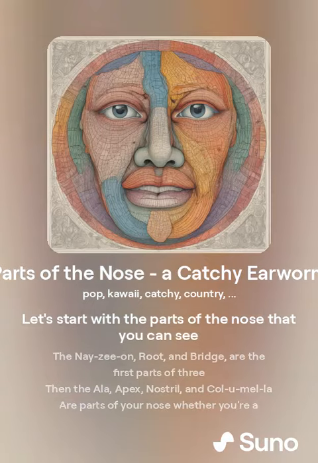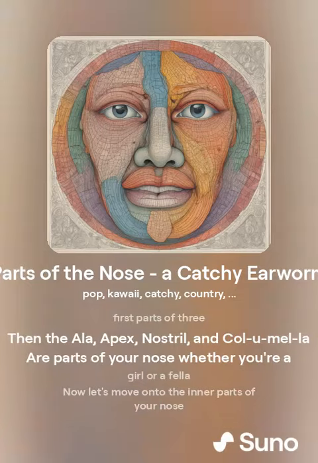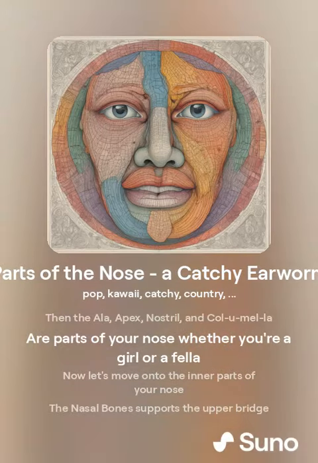Start with the parts of the nose that you can see. The nasion, root, and bridge are the first parts of three. Then the ala, apex, nostril, and columella are parts of your nose, whether you're a girl or a fella.